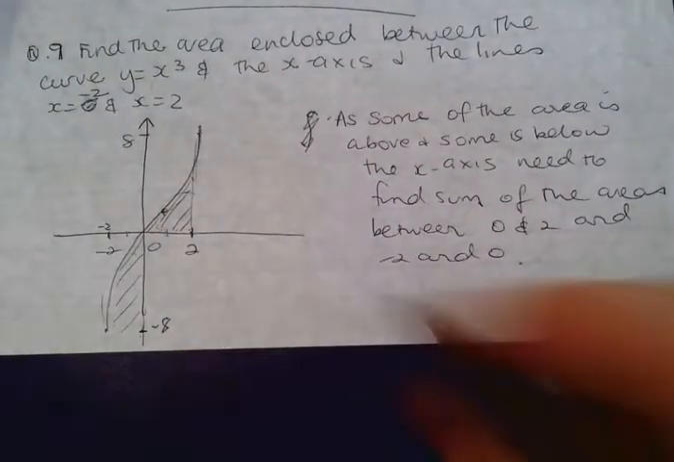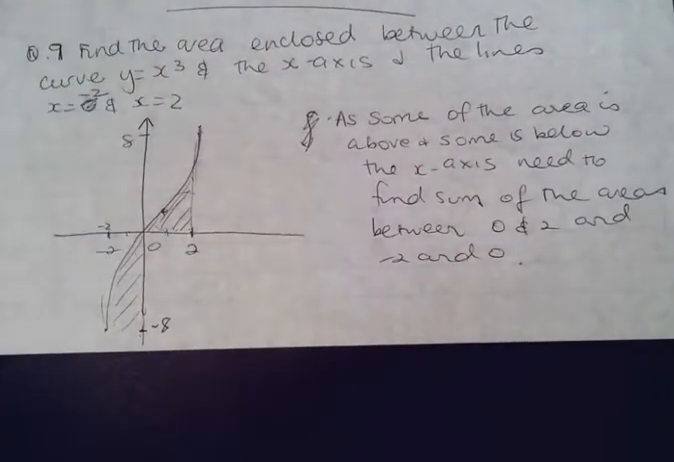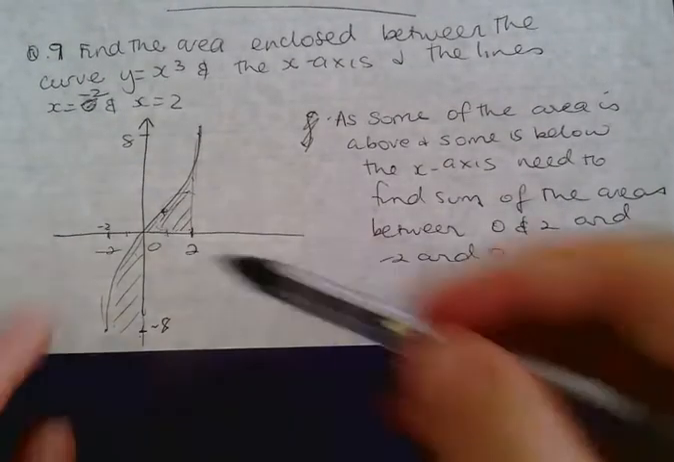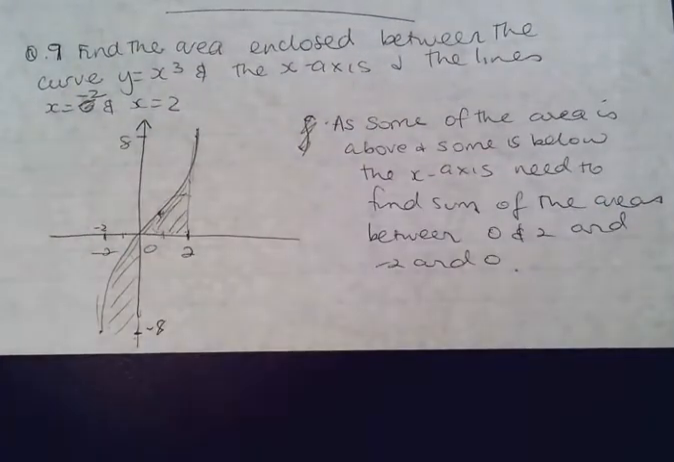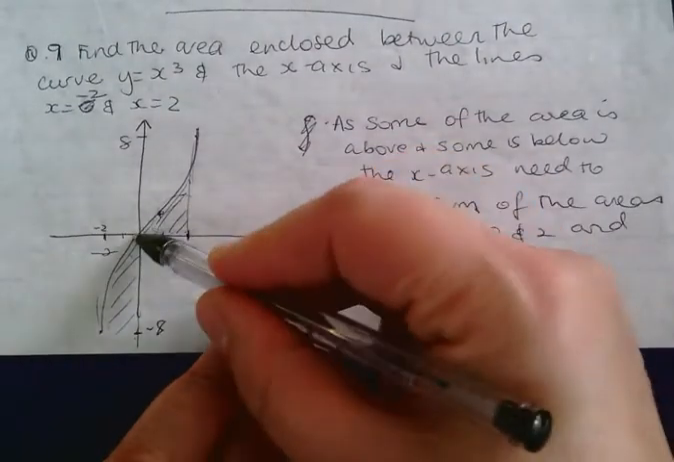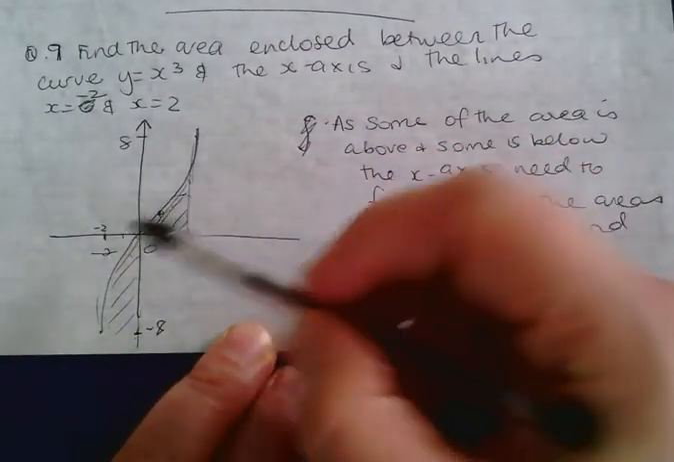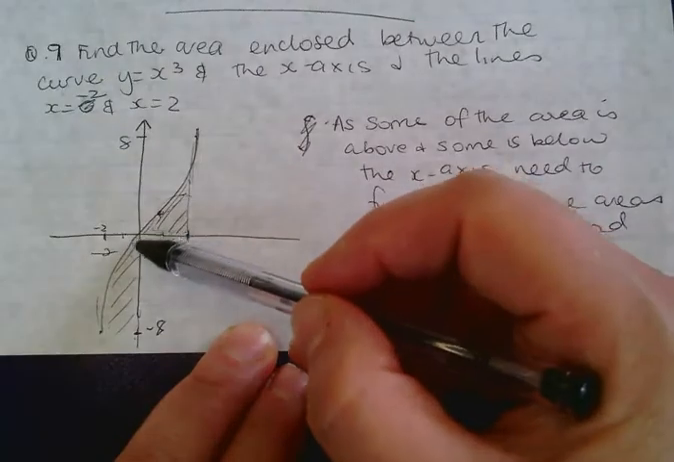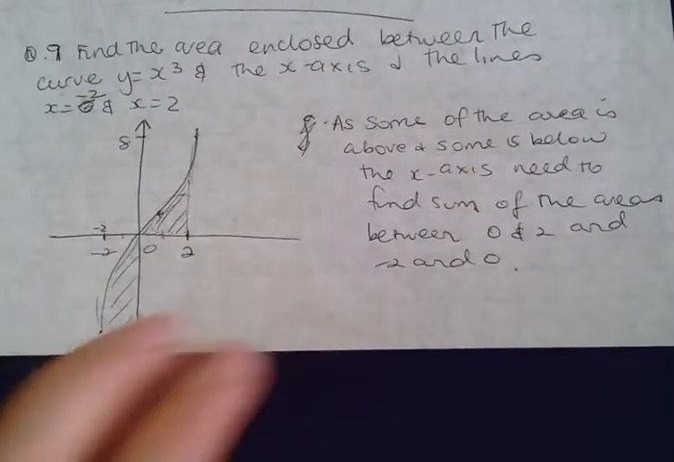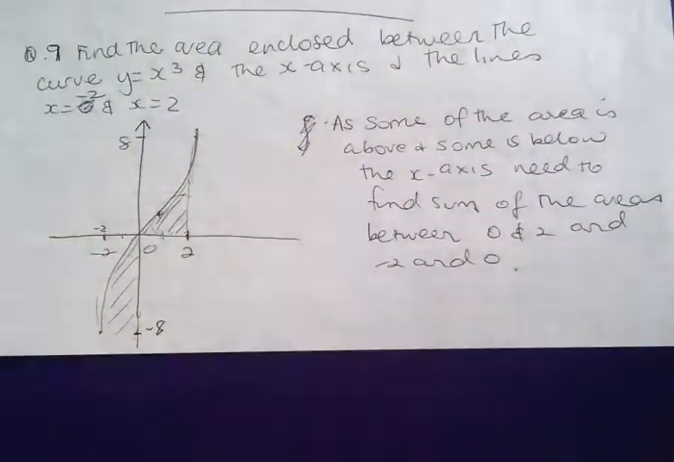So if you actually did the integral between 2 and -2, what would you get? You'd get 0 because the areas are the same. So you don't do between 2 and -2. We're going to do this a long way and a quick way. Okay, so do you think the area between 2 and 0 is going to be the same as the area between 0 and -2? All right, so let's have a look.